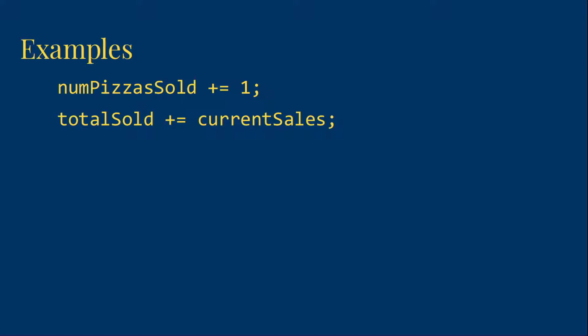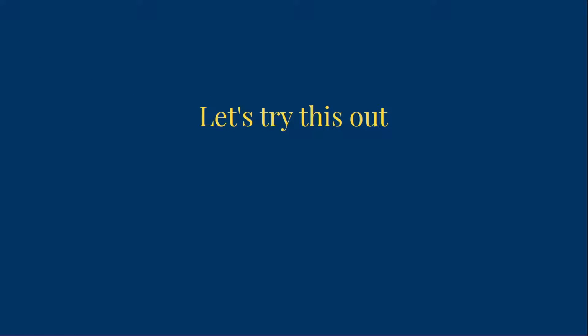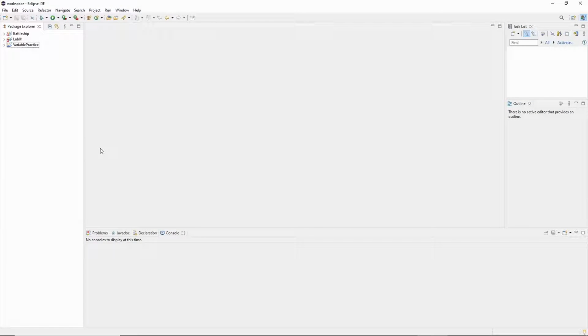This does exactly the same thing as numPizzasSold++. It adds 1 to the value of the variable. So it's not much used with 1, of course. More common would be the next example where I have totalSold += currentSales. So that would mean the same thing as totalSold is assigned totalSold plus currentSales. The best way to understand these operators is actually to try them out. So let's pull up Eclipse and experiment a little.